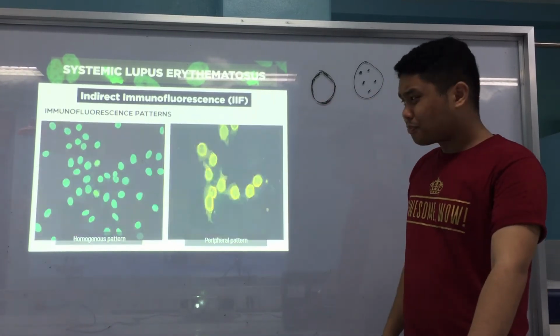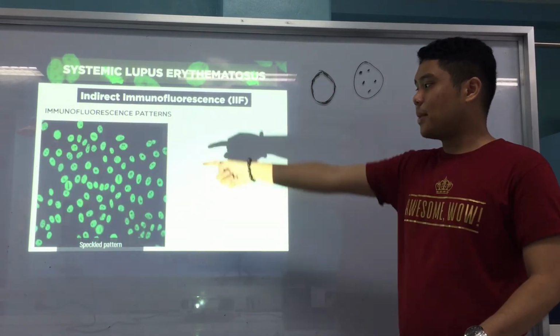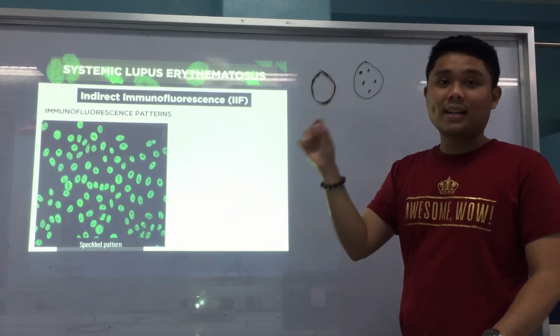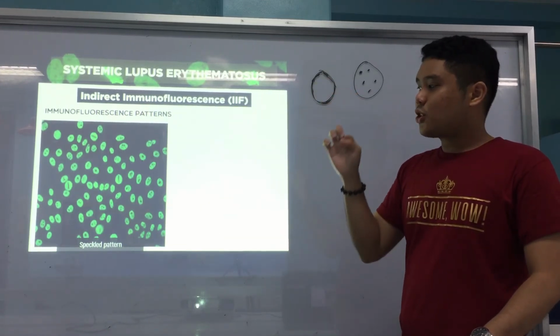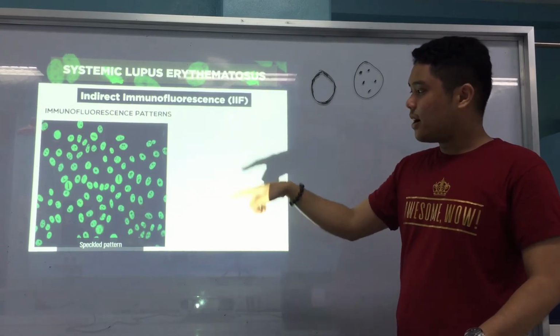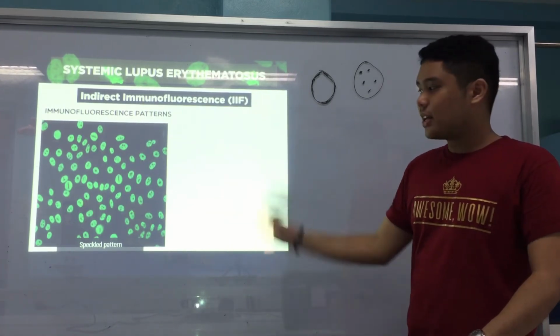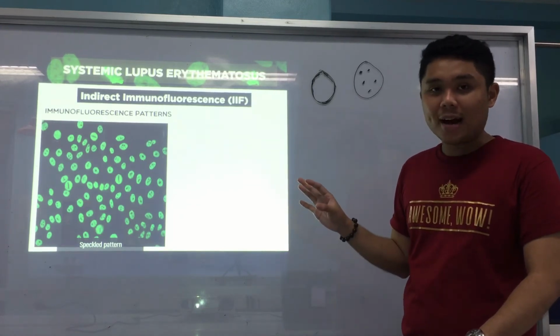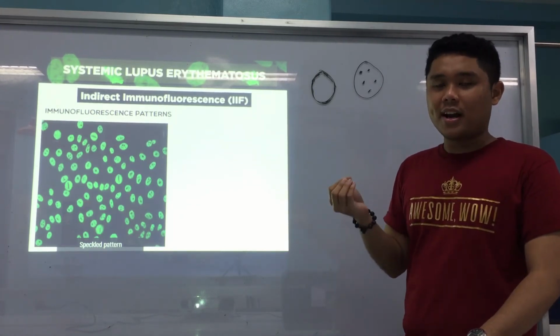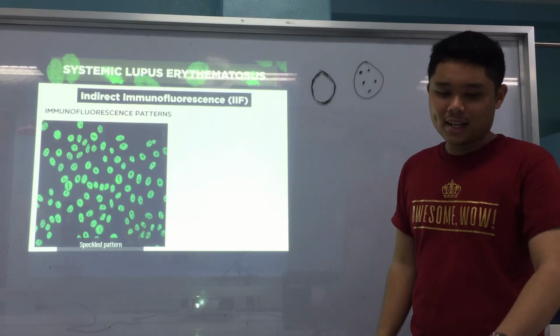Next, we go now to your speckled. By the name itself, as you can see, there are specks in the circle. In this example, this is a coarse speckled pattern. As you can see, the appearance is quite rough. So, coarse speckled.